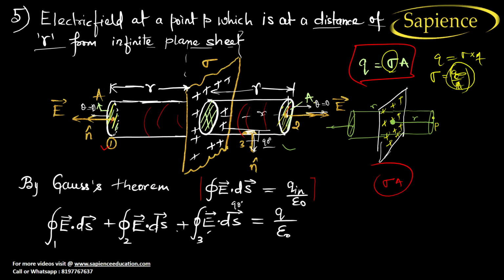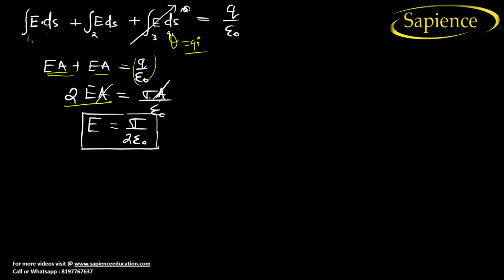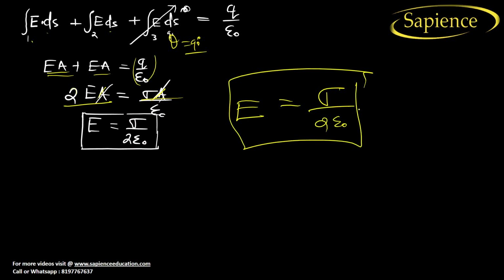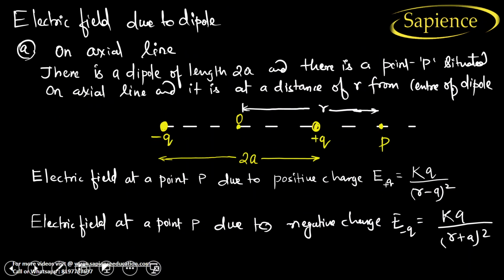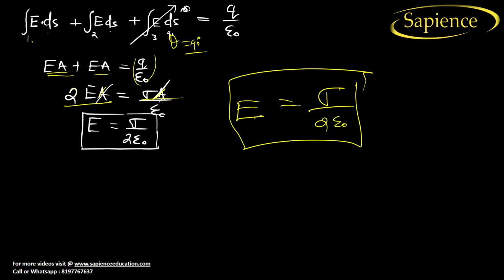So charge enclosed, we have already told, by this formula we have got charge enclosed is equal to sigma into A. So we can multiply it by sigma into A and divide it by epsilon naught. So finally our answer will be electric field is equal to sigma by 2 epsilon naught for charge due to an infinite plate sheet, right? So I hope you have understood this point. I hope the electric field is now complete. Gauss law is complete.